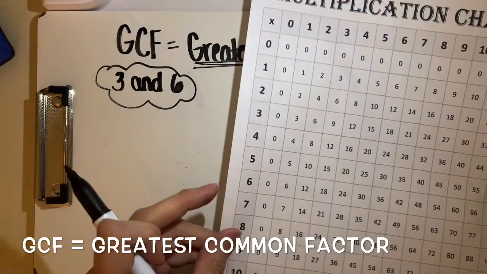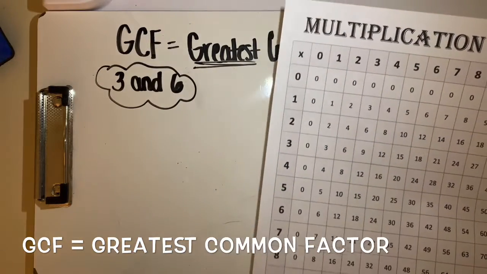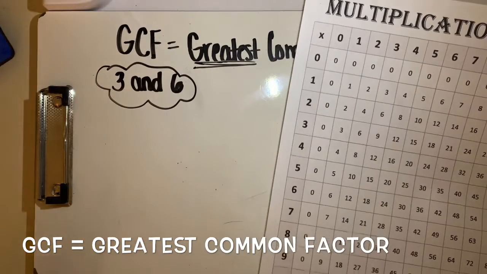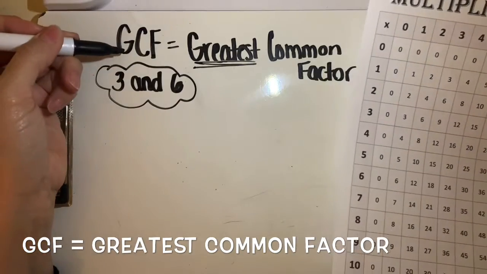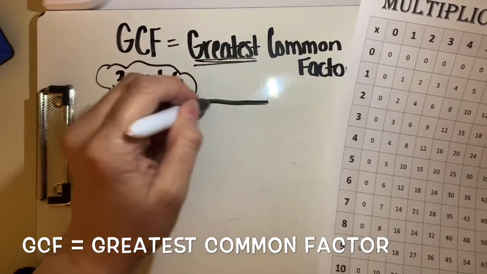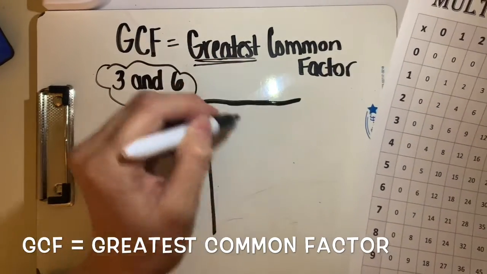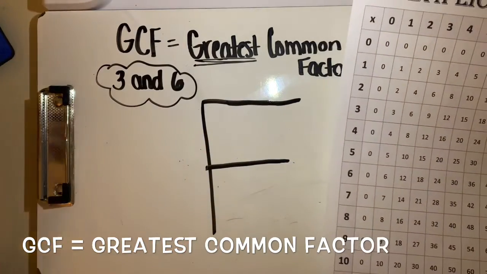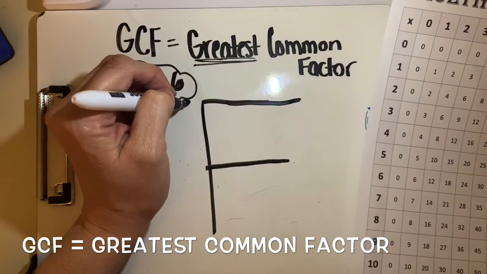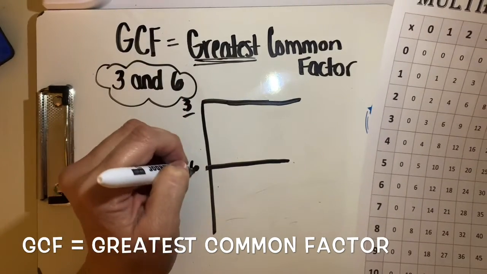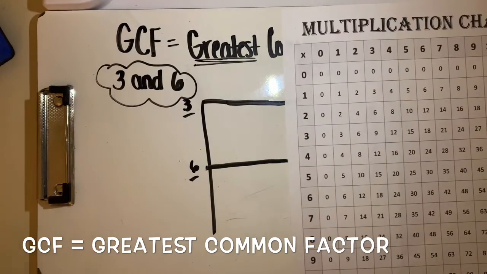So of course I'm going to pull out my multiplication chart. This one's pre-made. You have pre-made ones, but you also have ones that you know how to fill in yourself, which is what you'd have to use for a test. So since we're doing greatest common factor, we're going to make our big F, and we're going to list our factors for 3 and 6.